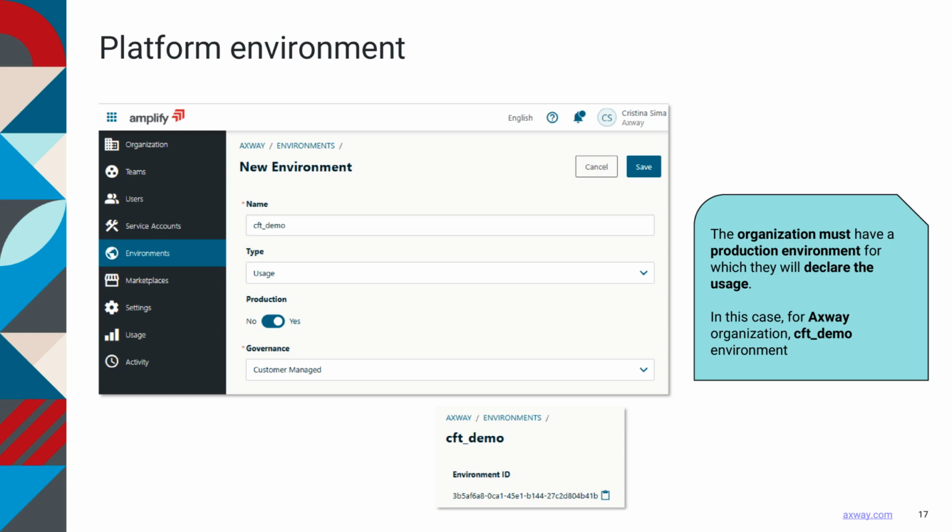Make sure you have a production environment defined on the platform under your organization. When manually uploading the report, the only information required is the user with usage reporter role and the environment you need to report the usage.